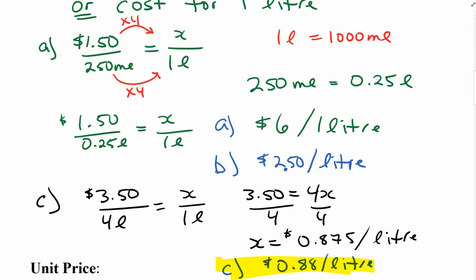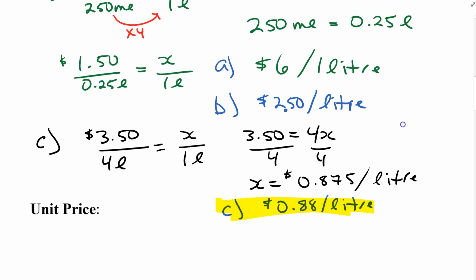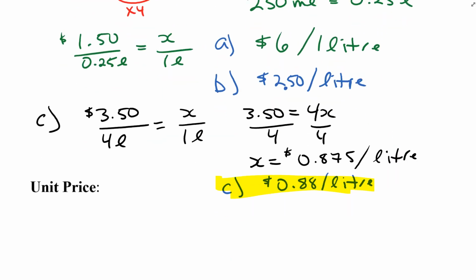So what we just figured out is how to do the unit price. I'll give you a quick little definition of unit price. Unit price is the price for one of something.